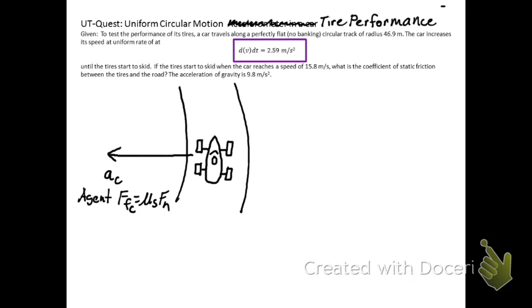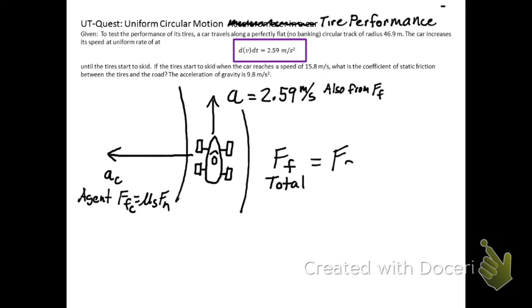Now, the wrinkle in this problem is this guy right here. Not only do we have an acceleration towards the center, we also have an acceleration forward. And that acceleration forward is also going to be due to the force of friction. So we need to add these two forces together. Okay, so let's dig into this a little bit deeper and see what we need to do.